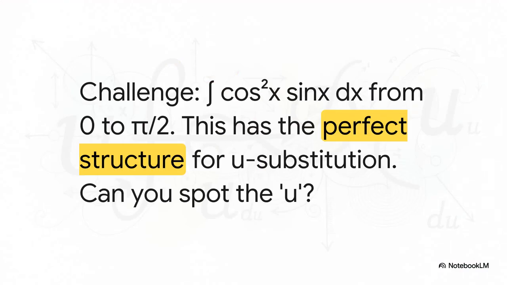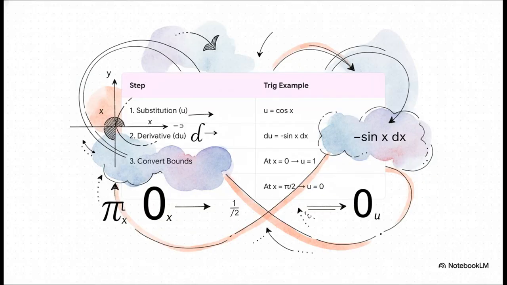Okay, here we've got a trig integral. At first glance, it might look a little tricky, but it has the perfect structure for substitution. Take a look. Can you already spot what our u should be? If you guessed u equals cosine of x, you are right on the money. Its derivative is negative sine of x dx, which is almost what we have.